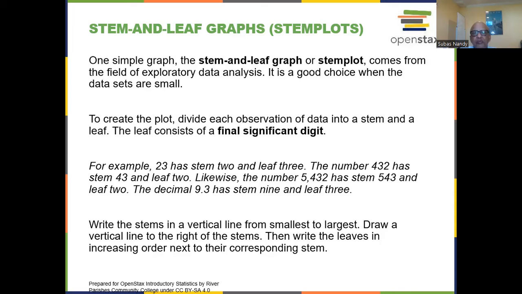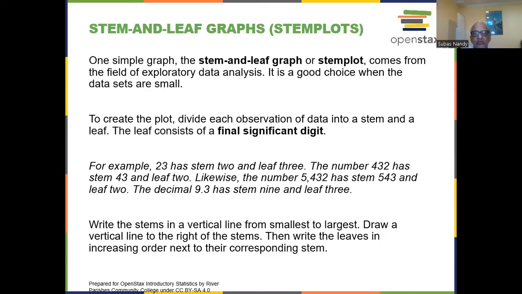One simple graph, the stem and leaf graph, or the stem plot, comes from the field of exploratory data analysis. It is a good choice when the data sets are small. To create the plot, divide each observation of data into a stem and a leaf. The leaf consists of the final significant digit. For example, 23 has stem 2 and leaf 3. The number 432 has stem 43 and leaf 2. So you note in both cases, the last digit becomes the leaf and the remaining digits are stems.